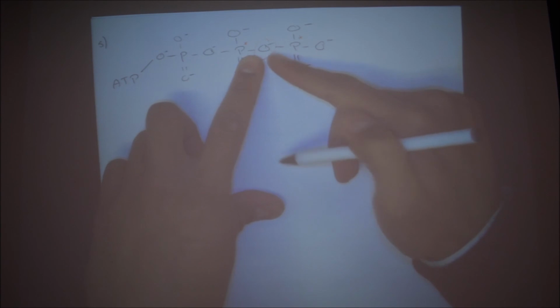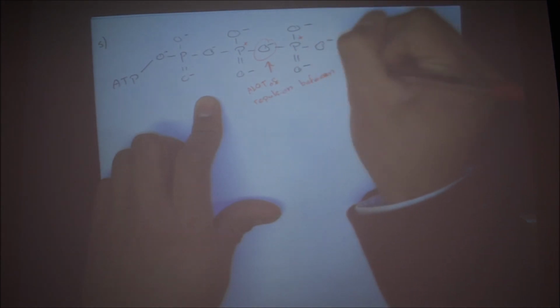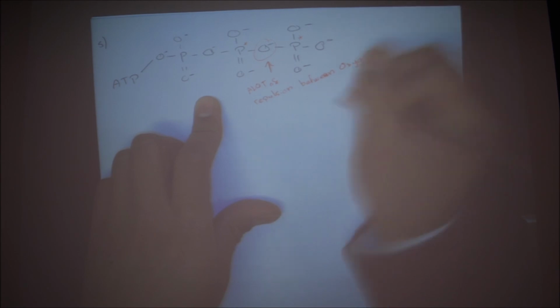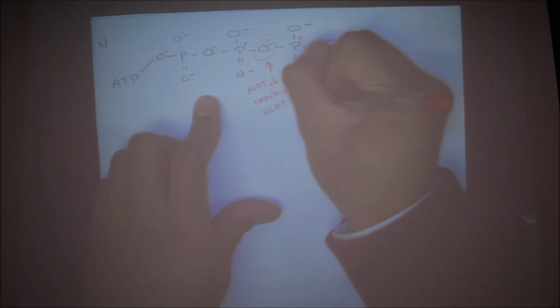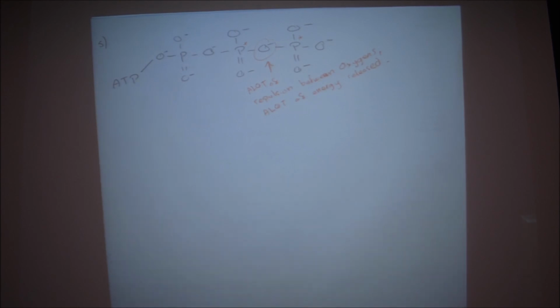So you have this really crowded room with people that don't want to be next to each other. So this is a lot of energy right here. So when this bond finally breaks, you have a lot of repulsion, so you have a lot of energy released. A lot of repulsion between oxygens, a lot of energy released. Cool. All right, so that's what's going on there. Let's keep on trekking on.